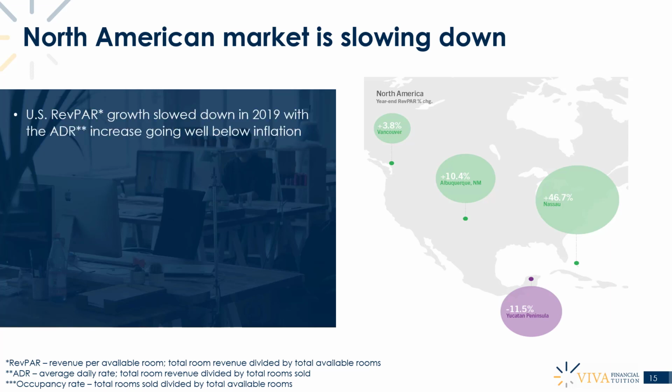Now, look down here, I have a key that explains some of these technical terms, some of these acronyms you can see here. RevPAR, down at the bottom left of your screen, is revenue per available room: total room revenue divided by the total available rooms. Then you have ADR, the average daily rate, the total room revenue divided by the total rooms sold. And then you have the occupancy rate, total rooms sold divided by total available rooms.